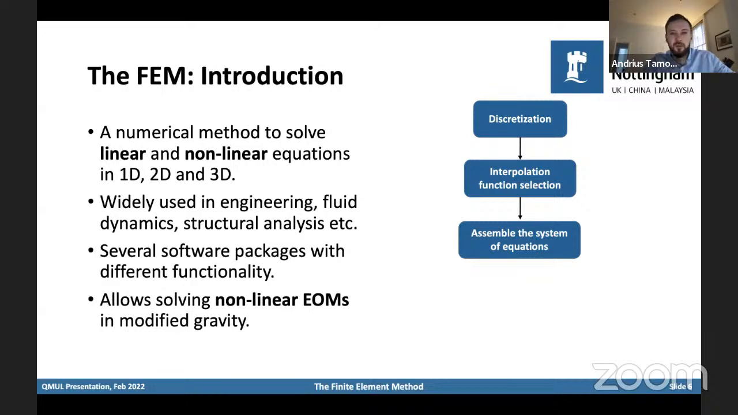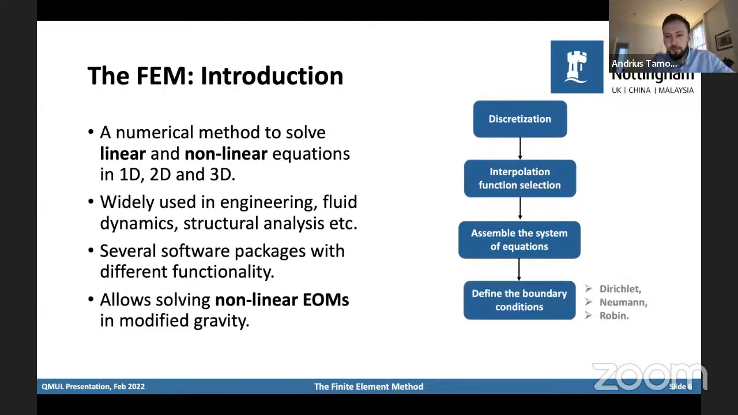This is where you can use various matrices and matrix methods to make the solutions easier to obtain. You define the boundary conditions. Here you have a choice of different boundary conditions, whether you set the value of the field to some value at the boundary, or whether you set the derivative to some particular value, and so on. And then you solve each of those little equations.